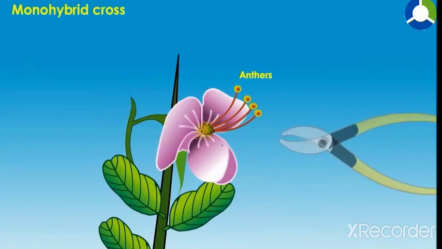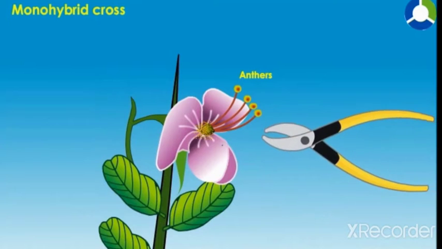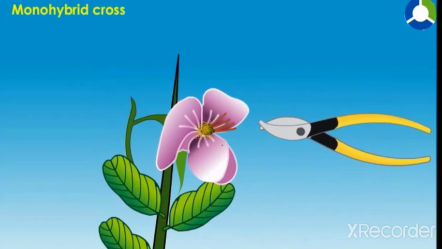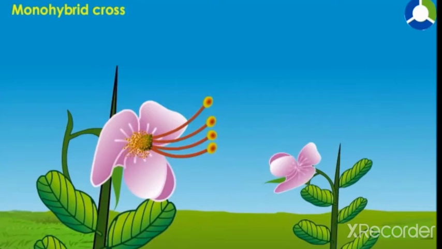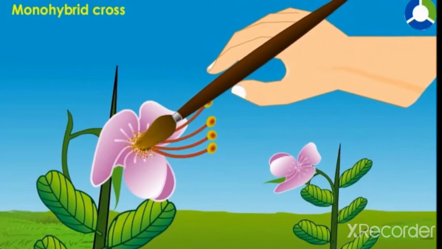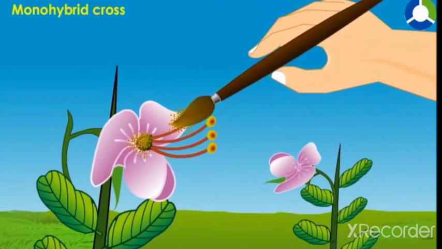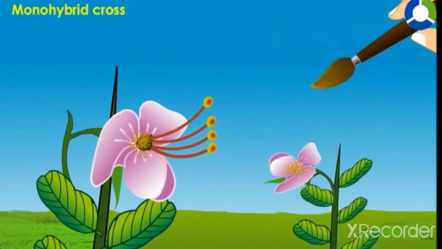From the maternal plant flower, the anthers were carefully removed. This process is called emasculation. From the paternal plant, the pollen grains were carefully removed with a fine brush, and these were deposited on the stigma of the maternal plant.